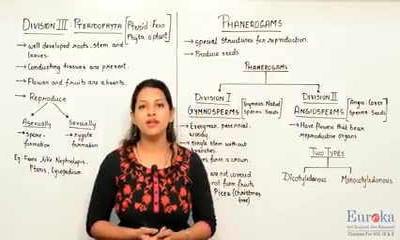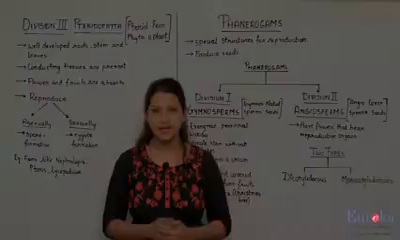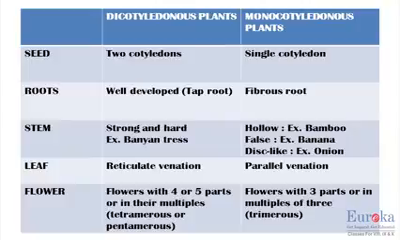Let's have a look at how these two plants are differentiated. The seeds of the dicotyledonous plants have two cotyledons. The seeds of the monocotyledonous plants have a single cotyledon. The roots of the dicotyledonous plants form a taproot system. The roots of the monocotyledonous plants form a fibrous root system.